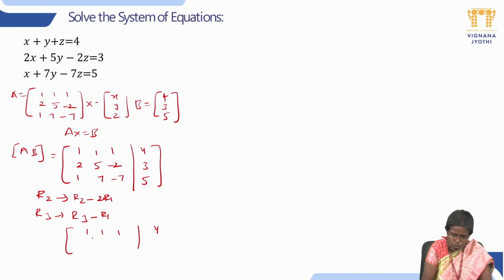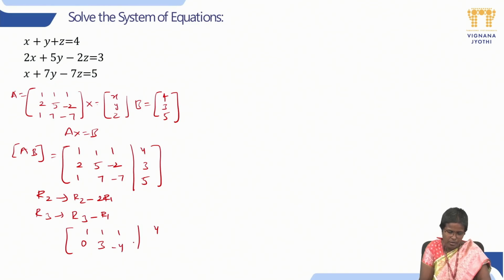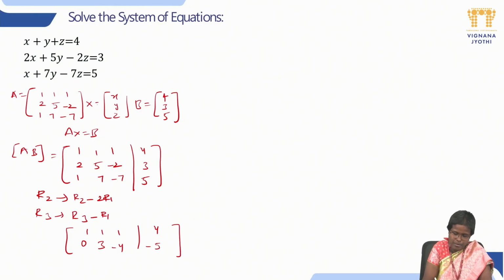R2 minus 2R1. 2 minus 2, 0. 5 minus 2 is 3. Minus 2 into minus 2 is minus 4. 3 minus 8 is minus 5. 3 minus 2 into 4 is minus 8. 3 minus 8 is minus 5.